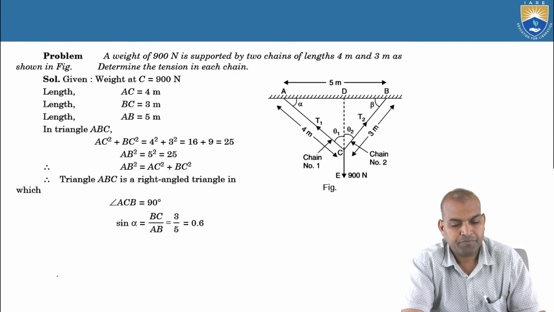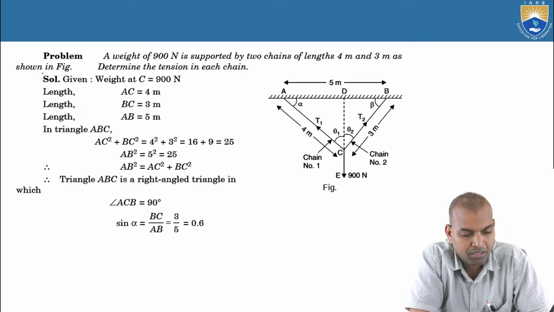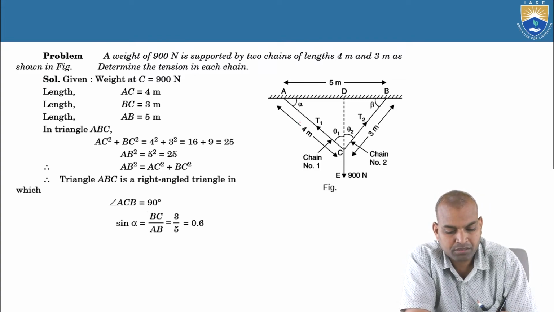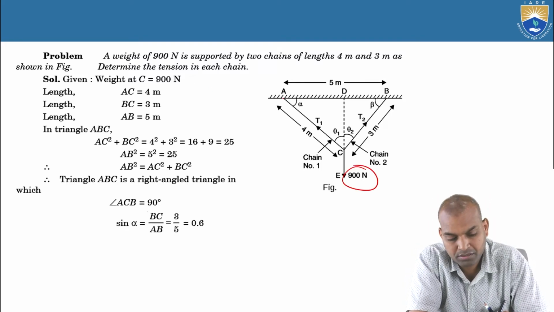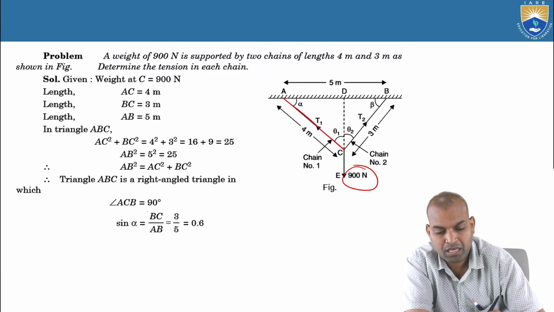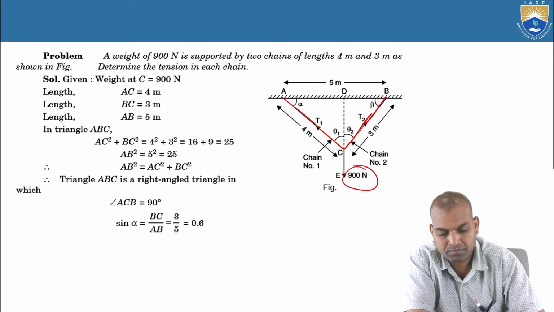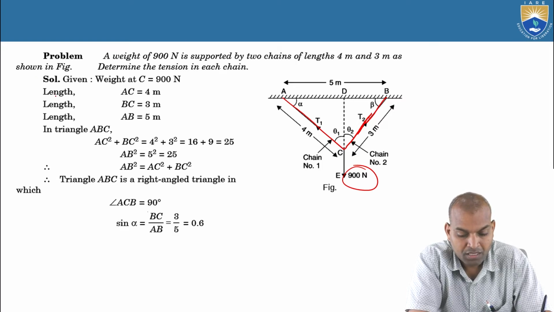The next problem, we are going to take so that we can understand better. A weight of 900 newtons is supported by two chains of lengths AC is 4 meters and BC is 3 meters, as shown in the figure. Determine the tension in each chain.